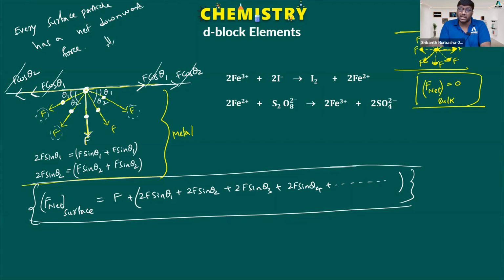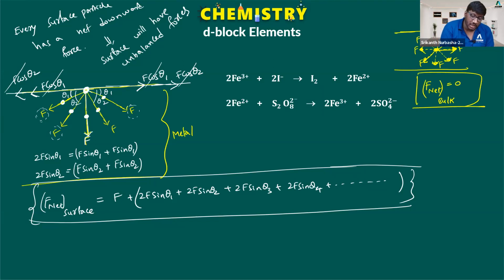How many surface particles are there? Can I say only one surface particle is there, or a lot? Very high number, right? At every surface point I have a surface particle. So every surface particle has a net downward force. This means the surface will have unbalanced forces, because the downward forces are not balanced. Because of these unbalanced forces, there will be some association of energy. If you think of this as a metal, on the surface I have metal atoms which have net downward force.